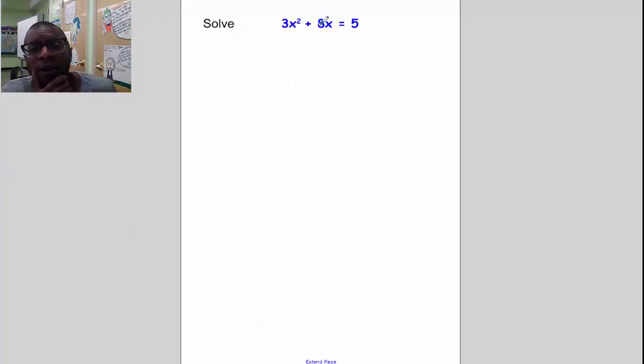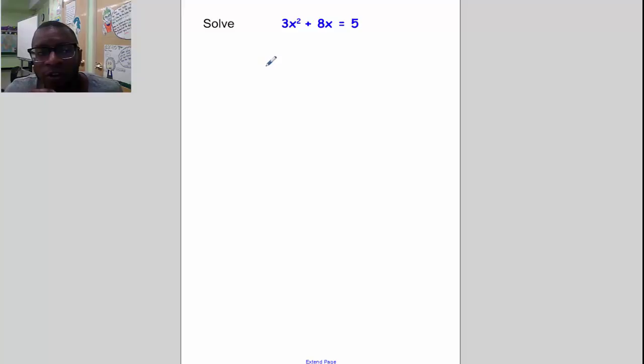Okay, so now here I have 3x squared plus 8x equal to 5. Now, the first thing I'm going to do is I'm going to pull out my greatest common factor. But here, notice 3 is prime. So 3 and 8 have a greatest common factor of 1. So there's nothing for me to pull out.